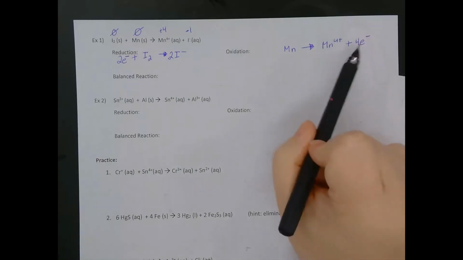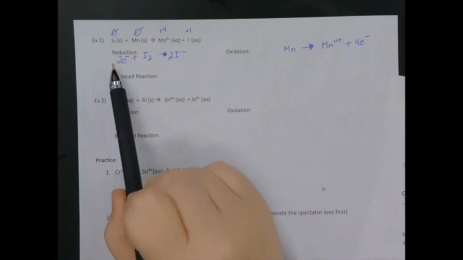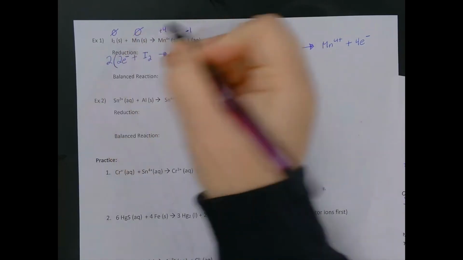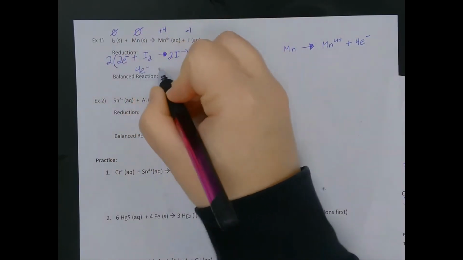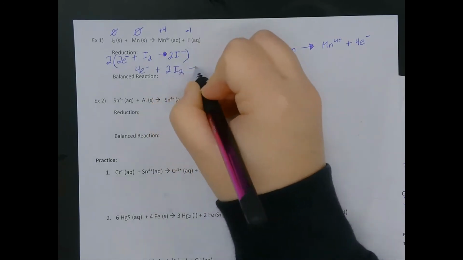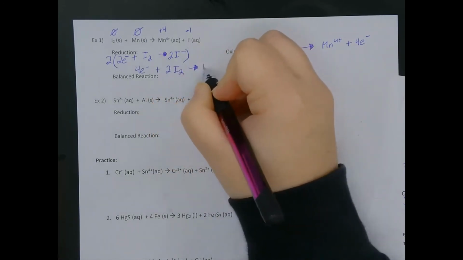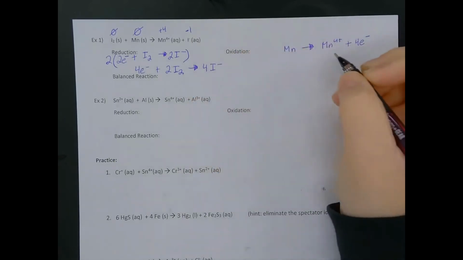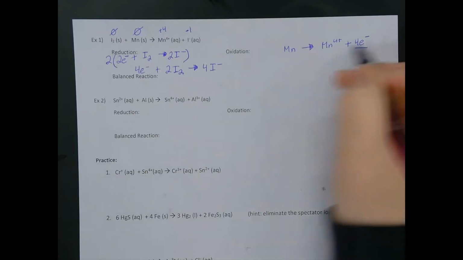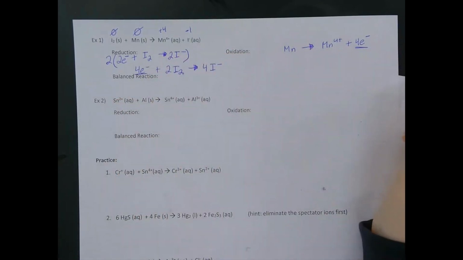Now, we are going to balance the electrons. We can see we've got 4 in this oxidation reaction, and we've only got 2 in the reduction. So we're going to have to multiply our reduction reaction by 2. So it gives us 4 electrons plus 2 iodine molecules, forming 4 I- ions. Now that we have the same number of electrons in each, we can put the 2 half reactions back together.